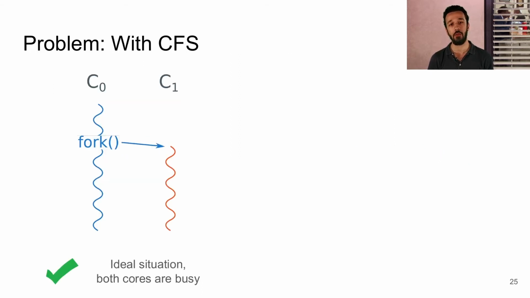We first show the behavior of CFS in this scenario. If a thread calls the fork system call to create a child thread on C0, the placement algorithm of CFS chooses C1, an idle core, as the destination core for this newly created thread. The child thread is immediately placed on C1 and starts running while the parent thread resumes its execution. Both cores are used, everything is okay.